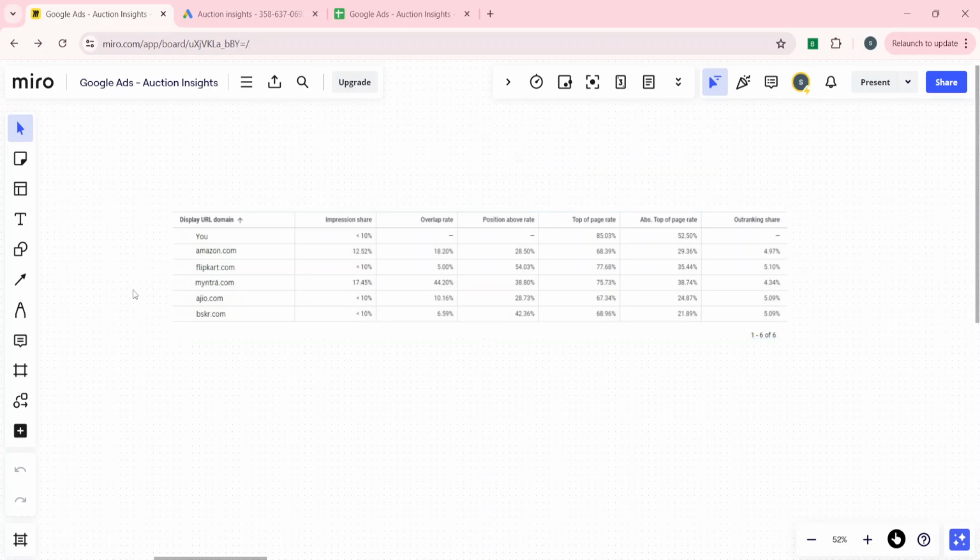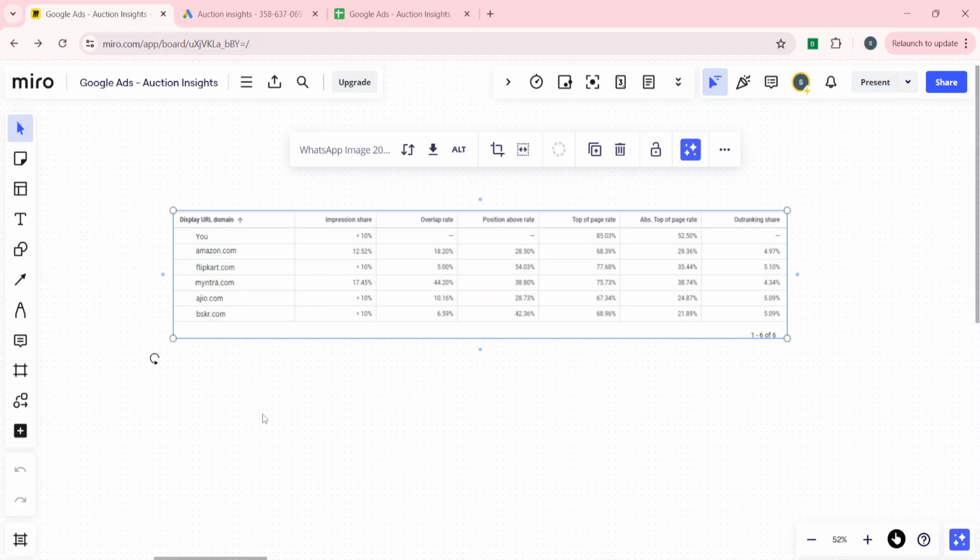Let's say you have a keyword, running shoes. For that keyword, let's say these are the advertisers also bidding for the same keyword, and in the auction, assume this is the performance data. For impression share, for the keyword running shoes, you have less than 10% impression share, and the rest of the advertisers have their respective impression shares.